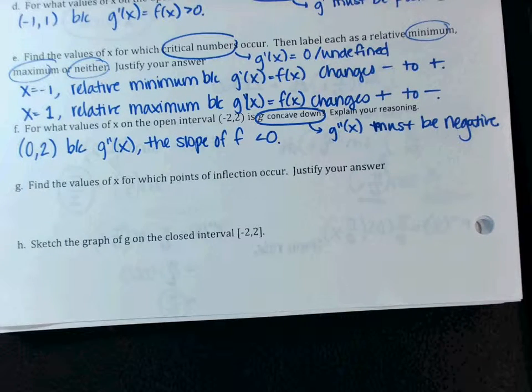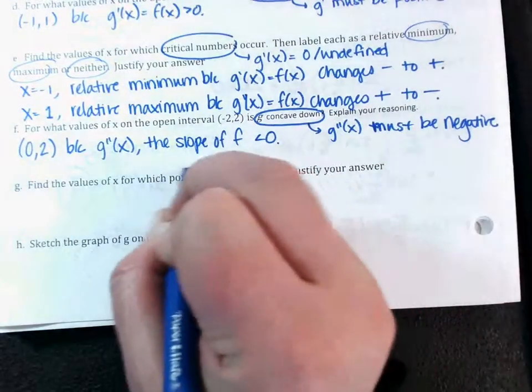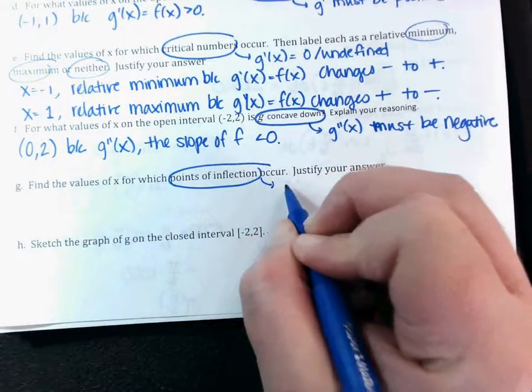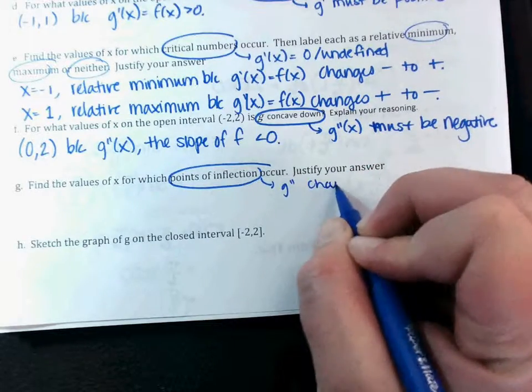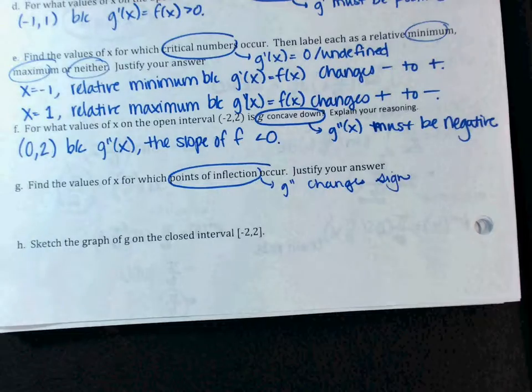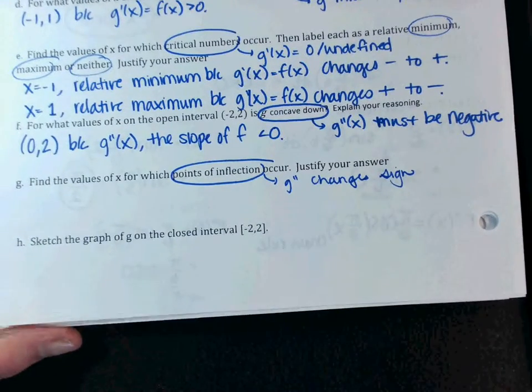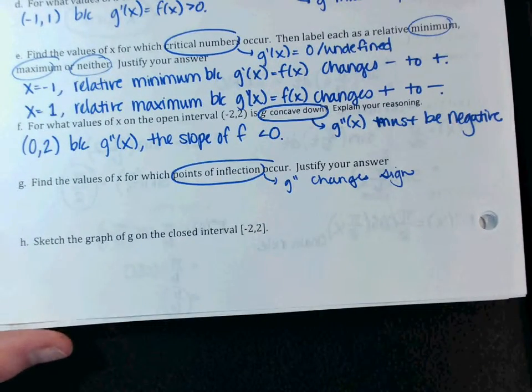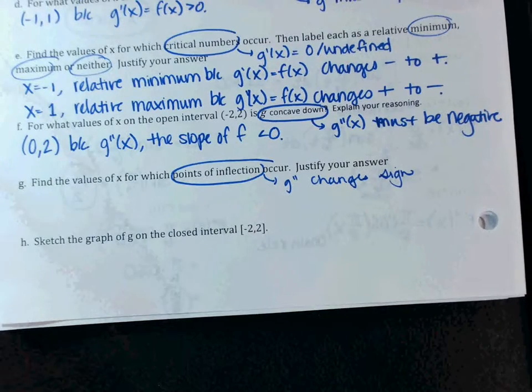Okay, go down to part G. Now we want points of inflection. Points of inflection are going to occur when g double prime changes sign. But remember, we don't have a graph of g double prime, we have a graph of f. So if g double prime is going to change sign, what characteristic are we looking for to change sign in this graph? The slope. And it could change either way, it just has to change. So look at your graph, put in x where the slope changes sign.